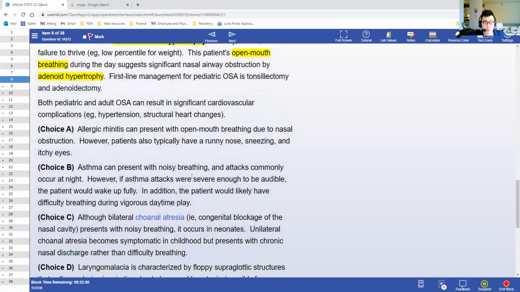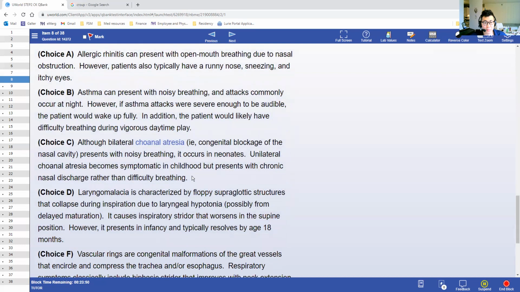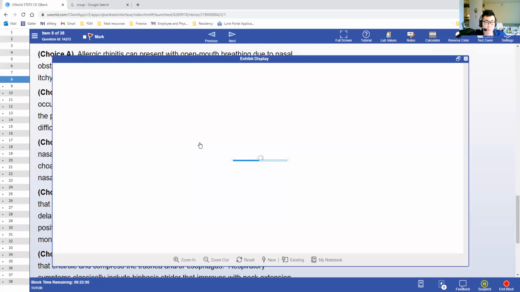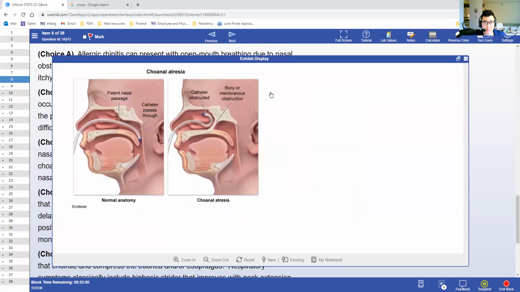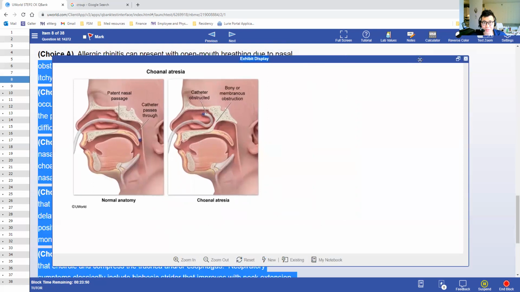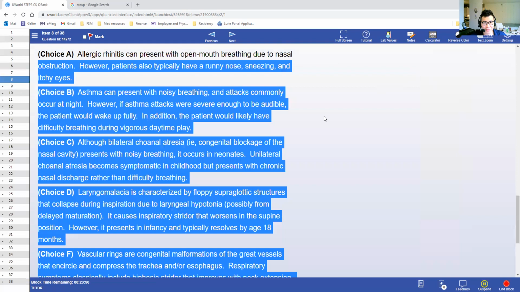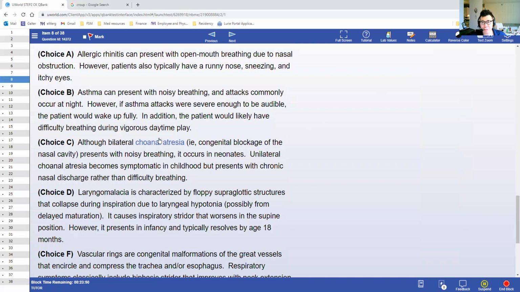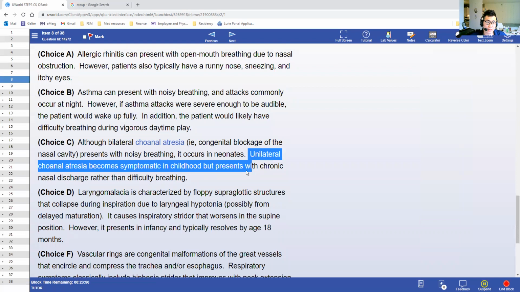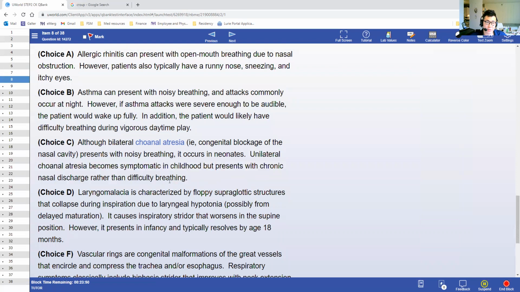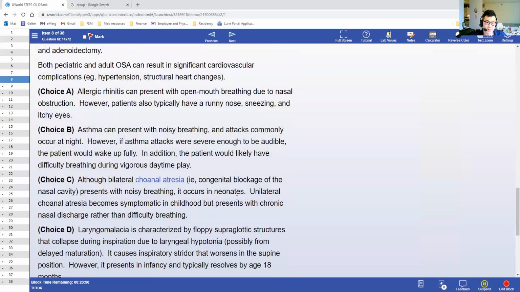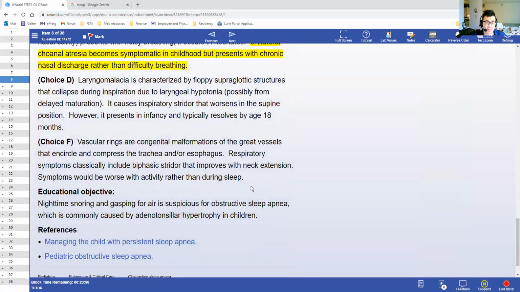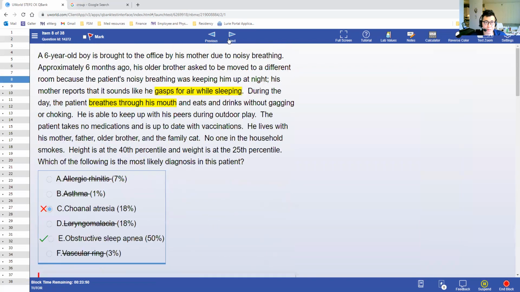All right. So why did I get it wrong? Choanal atresia, I guess it just happens in neonates more, and I guess there's no such thing as partial atresia. It's like stenosis, either you have it or you don't. All right, fair enough. I see that unilateral can occur during childhood, but presents with chronic nasal discharge rather than difficulty breathing. I think I have to remember that, obviously. But damn, this exam is just wrecking me left and right. It's not good.